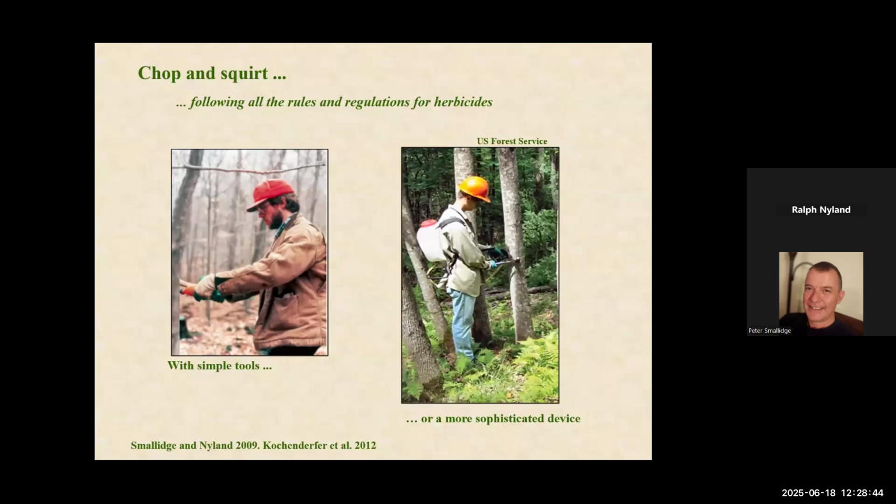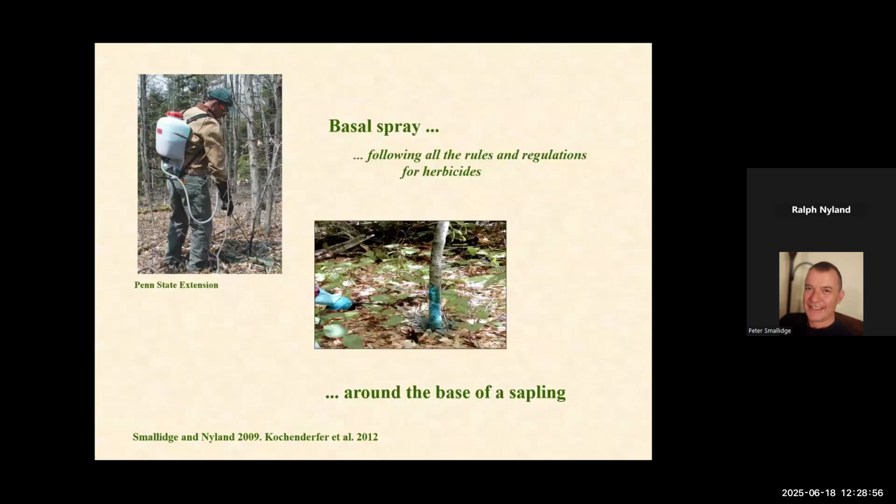One old standard method is chop and squirt. Like on the left with a simple hatchet and a squeeze bottle, or using a more sophisticated device like that on the right. Or you could use a basal spray, where you have a chemical that's in some sort of transport fluid like diesel fuel or herbicide oil, and you simply spray it around the base of the sapling.